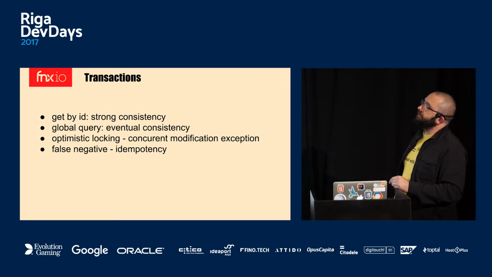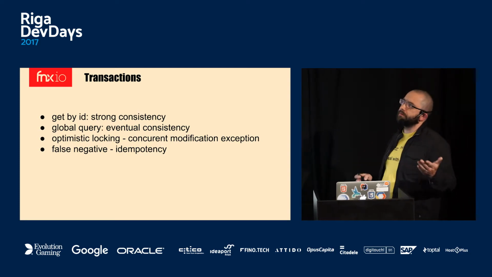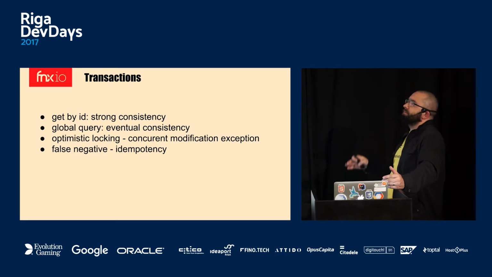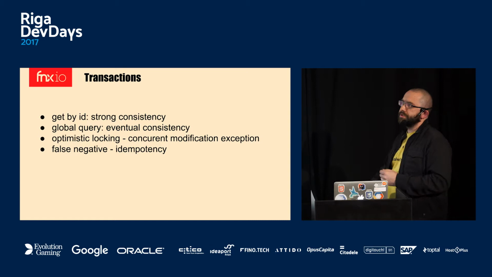Optimistic locking means that when you open your transaction, during the commit stage, if someone managed to change the data faster than you, you will receive a concurrent modification exception, and you can try again.